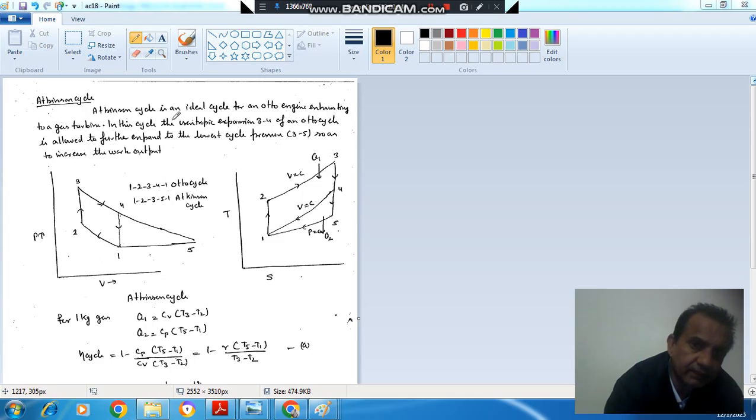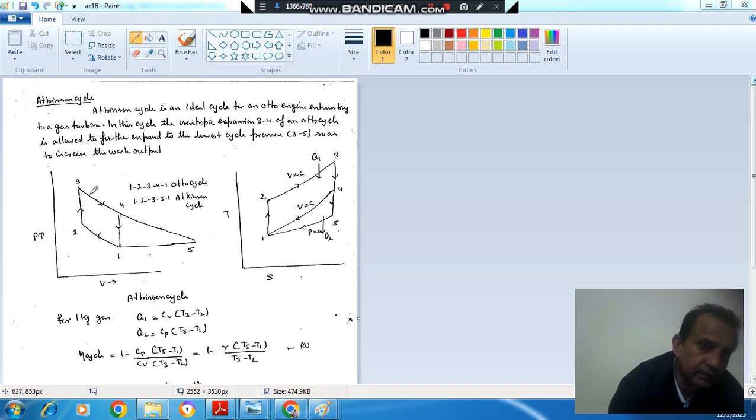It is an ideal cycle when an Otto engine is exhausting to a gas turbine, because in the Otto cycle the last process is a constant volume process, and in the Atkinson cycle the last process is a constant pressure process. That can be achieved when this expansion is continued up to point 5. So 1 2 3 4 1 is your Otto cycle, and 1 2 3 5 1 is your Atkinson cycle.